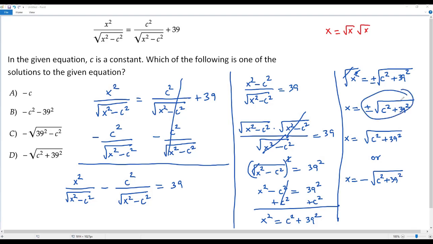There are two values over here. One value we can write for the positive sign, the other value we can write for the negative sign. That's what I have done here. So now I got the solution to the given equation: the square root of (c² + 39²), or the negative square root of (c² + 39²). I find this solution in answer choice D. So the correct answer choice for this question is D.